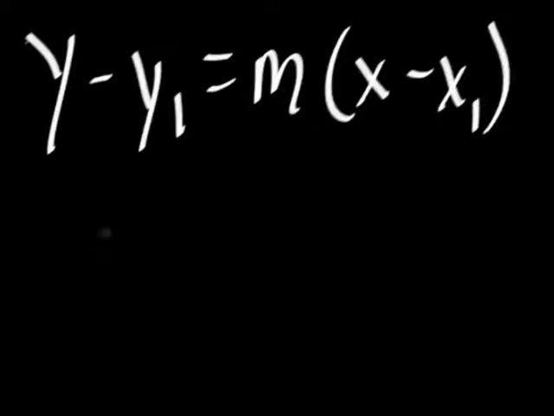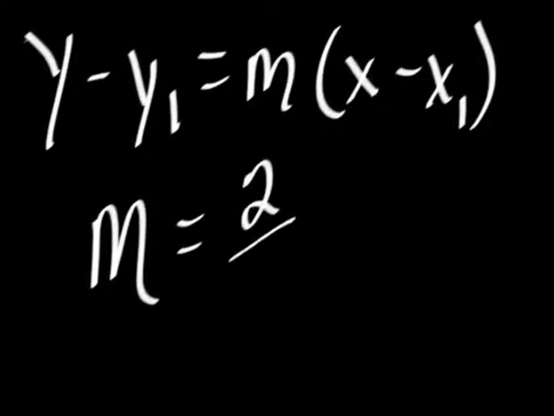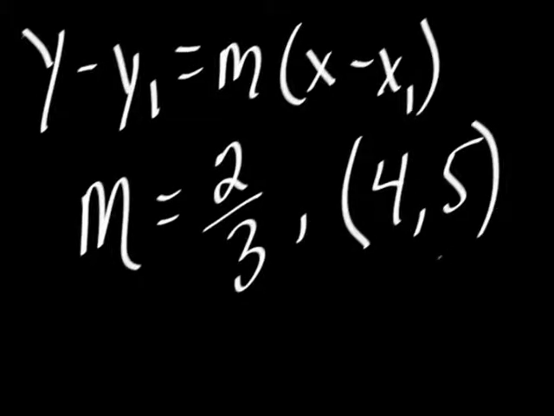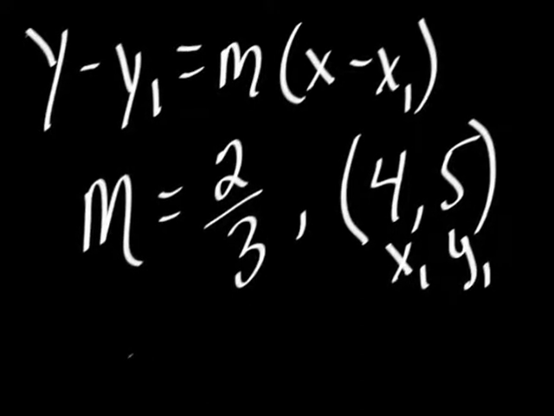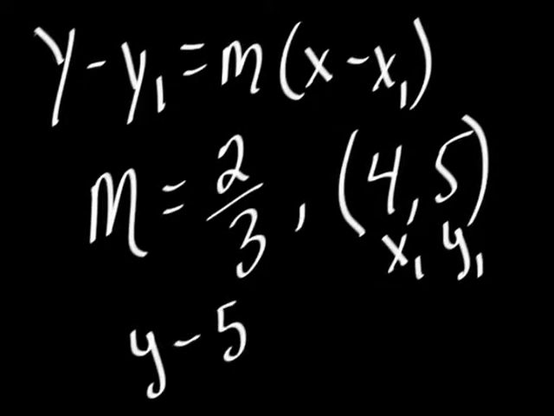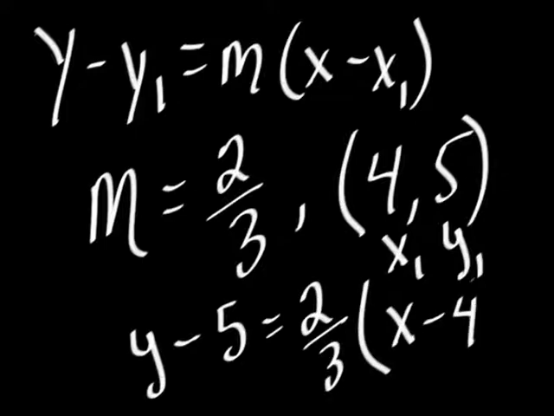So let's say I gave you an example in which your slope was 2/3 and the point was (4, 5). The first thing that you do to write in this form is to label your points, x1, y1. You do that so that you can ensure that you minimize your mistakes. Let's plug in now. y minus y1, which is 5, equals the slope times x minus x1, which was 4. And that's your answer. All you're doing is simply plugging in to that formula. And this is the equation of the line in point-slope form.